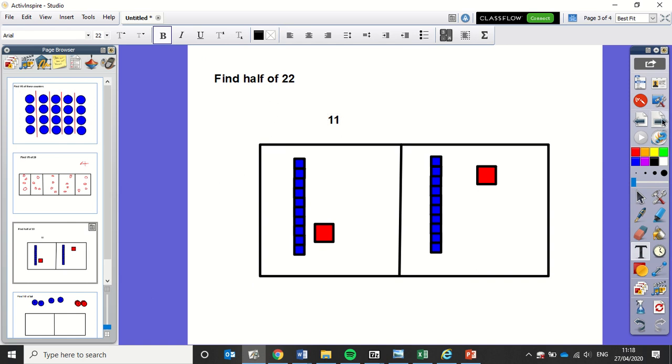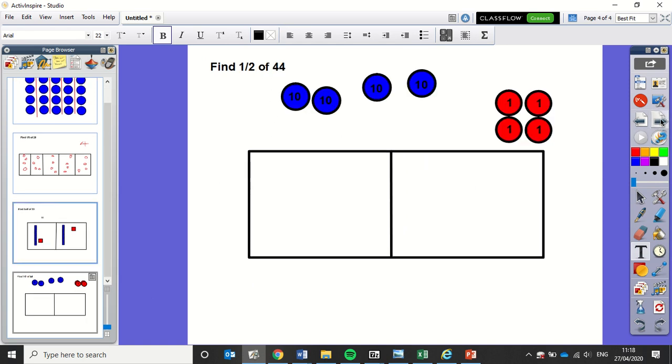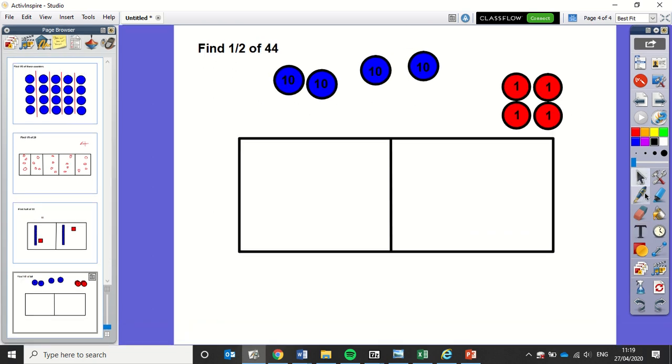If you haven't got Deans, you might have some place value counters. Exactly the same thing. As you can see, some are labelled 10 and some are labelled 1. So I need to find half of 44. Well, 4 10s is 40. 4 1s is what? 4 1s is 4. So now we're going to separate them equally.